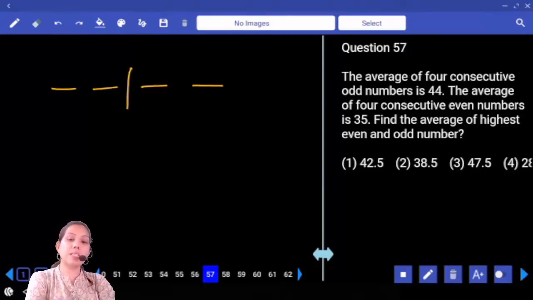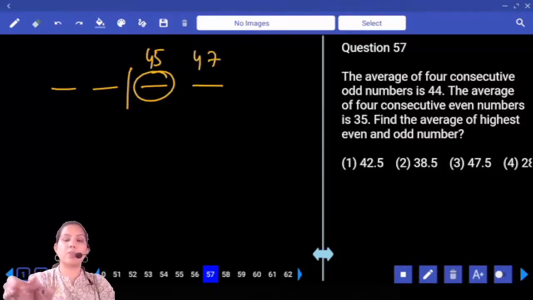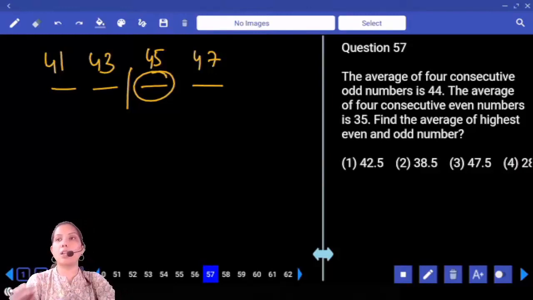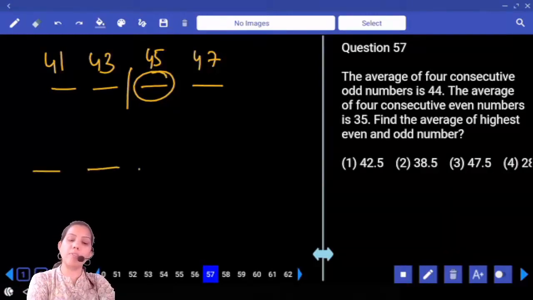What is this number? 45. What is the next number? 47. So these are the consecutive odd numbers. Before that number it is 43 and this is 41. Consecutive 4 odd numbers with average 44. Okay? And next, consecutive even numbers.